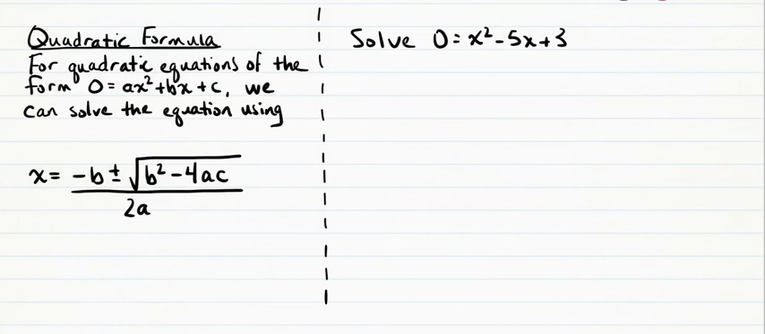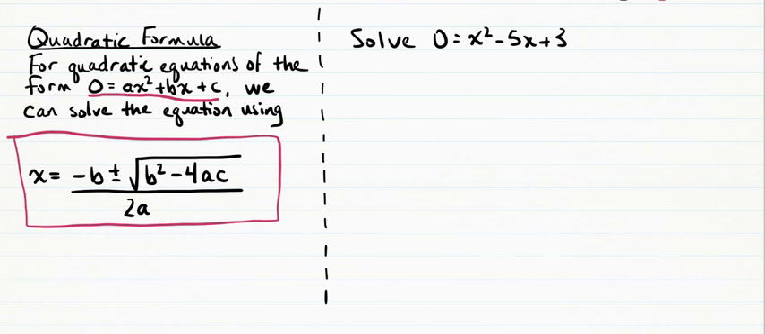For quadratic equations of the form 0 equals ax squared plus bx plus c, we can solve that equation using what is known as the quadratic formula. It's important to note that the quadratic equation we're solving needs to have one side equal to 0. If that's not the case, you need to rearrange your equation so that one side is equal to 0, and the other side is a quadratic written in standard form, ax squared plus bx plus c. Make sure your equation is set up that way before you think about using the quadratic formula.